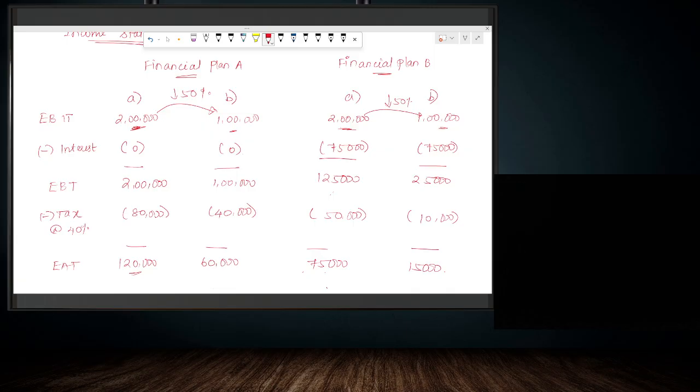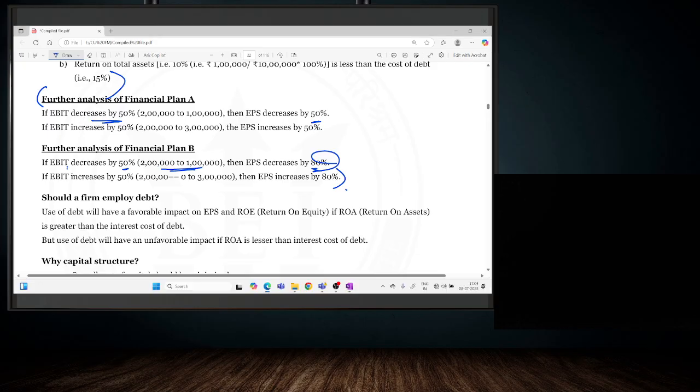Why? Because there is no interest. Because of no interest, EBIT and EBT are the same. I hope you are all getting the point. But in financial plan B, we have interest. So, DFL is 1.6, which means for every 1% decrease in EBIT, there is a 1.6% decrease in EPS. Is this clear? Any doubt in this? Did you all understand this part? Clear? Fine.